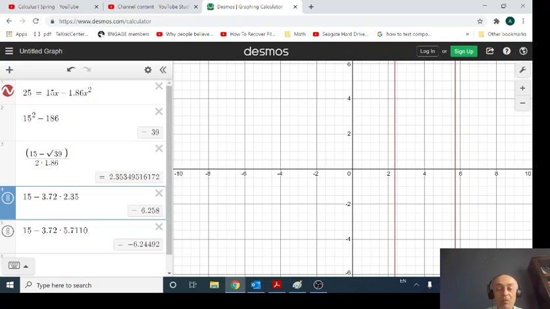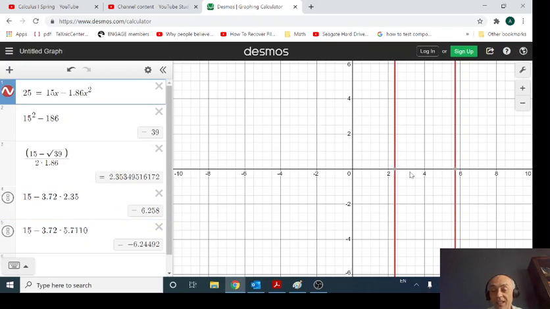Remember that decimals has a problem recognizing variables, so I said 25 equals 15x minus 1.86x squared, and if you look, it plots the solutions of that equation over here. One of them is 2.353, and the other one is 5.71. So let me put both of them on the screen. So these are the solutions. So I can just copy these solutions.